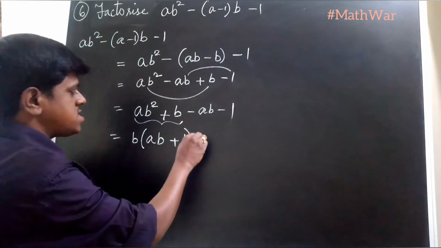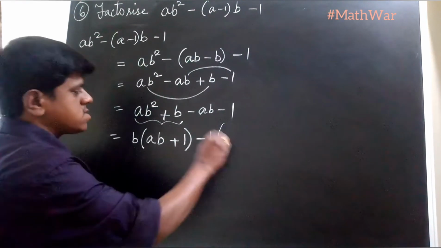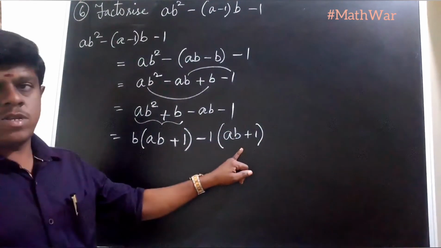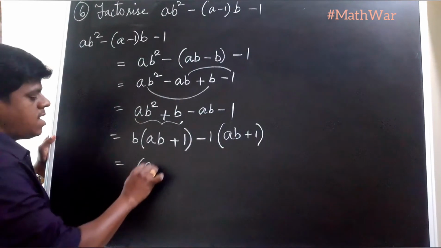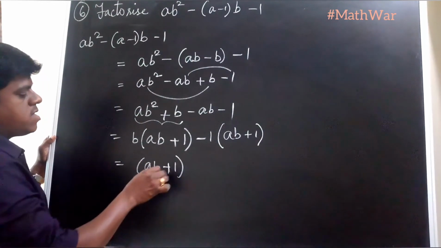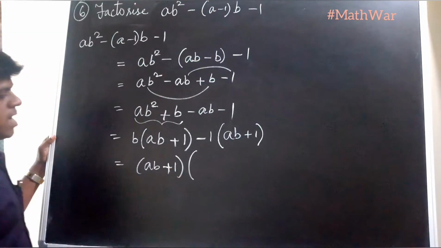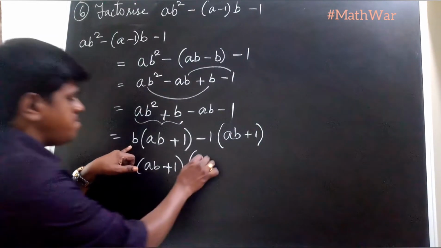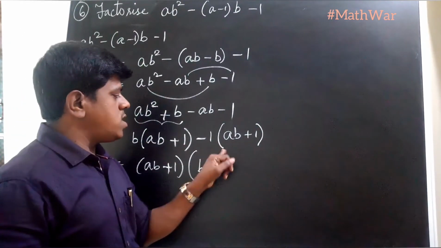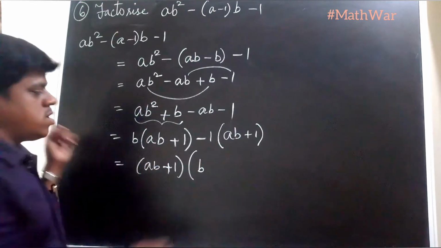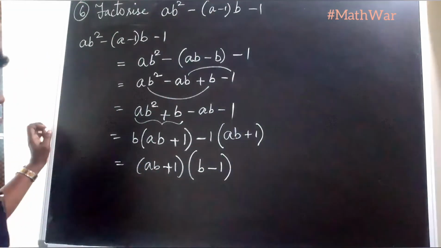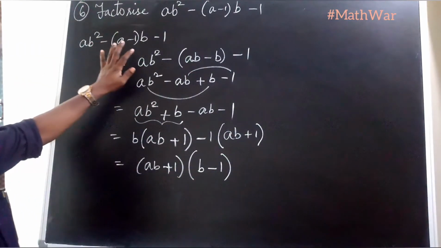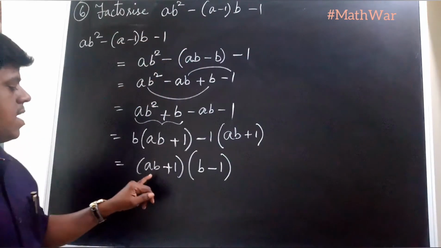Nothing is common here, so just minus 1 is common, that we can take out. It is ab plus 1. So you can see ab plus 1 is common, that we are going to take out. If I take ab plus 1 out as common, inside the bracket what will be there? In b into ab plus 1, if I take ab plus 1 outside, only b will be there. And here minus 1 into ab plus 1, if I take out ab plus 1, minus 1 will be the remaining term. So ab plus 1 into b minus 1 is the answer. So if you factorize ab square minus a minus 1 into b minus 1, the answer is ab plus 1 into b minus 1.